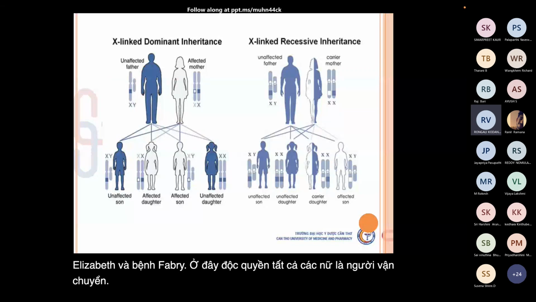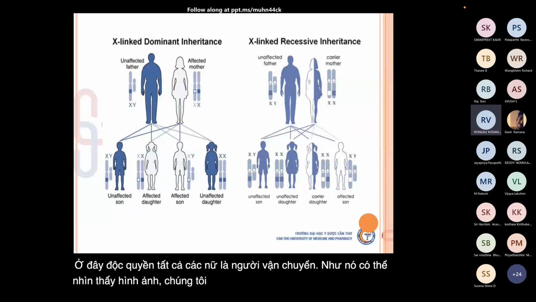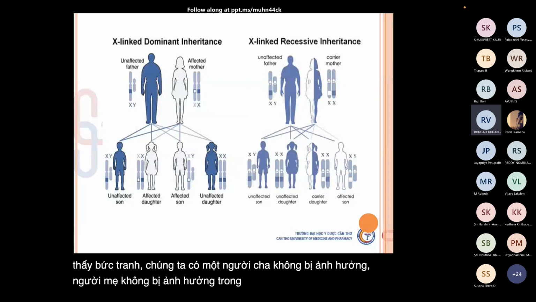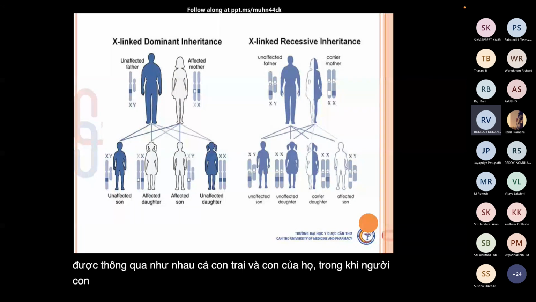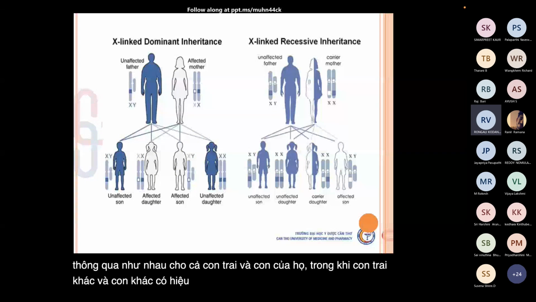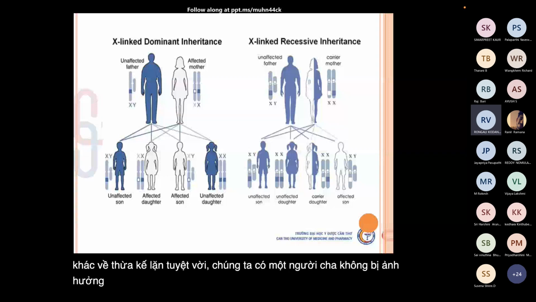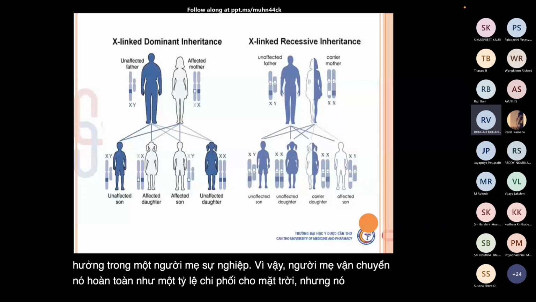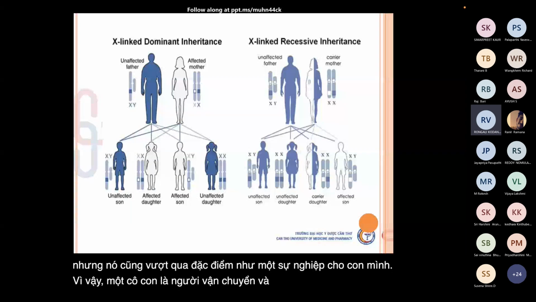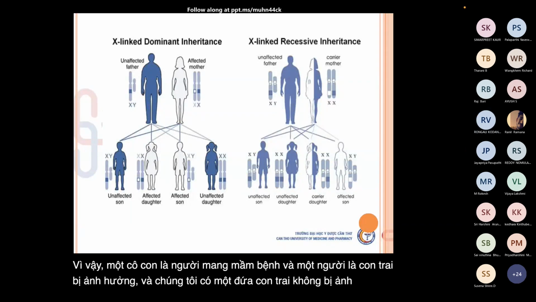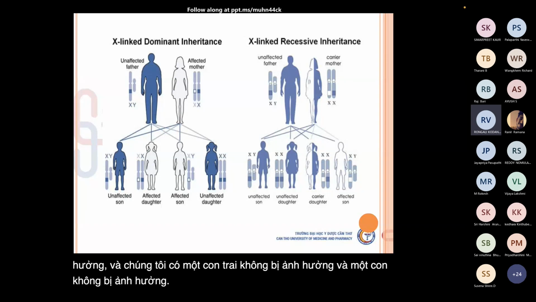As you can see in the picture, we have an unaffected father and an affected mother in X-linked dominant inheritance, which is equally passed to both their son and daughter, whereas the other son and other daughter are unaffected. In the opposite picture of X-linked recessive inheritance, we have an unaffected father and a carrier mother. The carrier mother passes it completely to the son, but she also passes the trait as a carrier to her daughter. So one daughter is a carrier and one son is affected, and we have one unaffected son and one unaffected daughter. Next, coming to X-linked dominant.